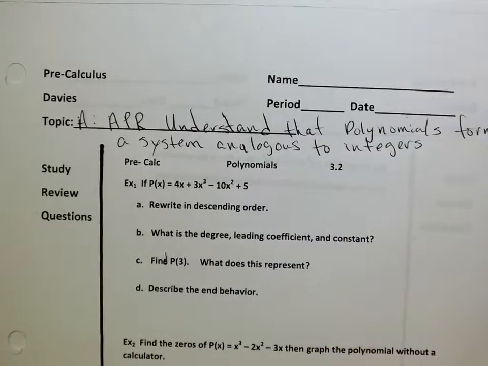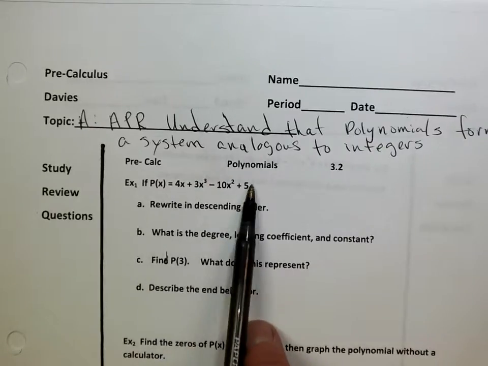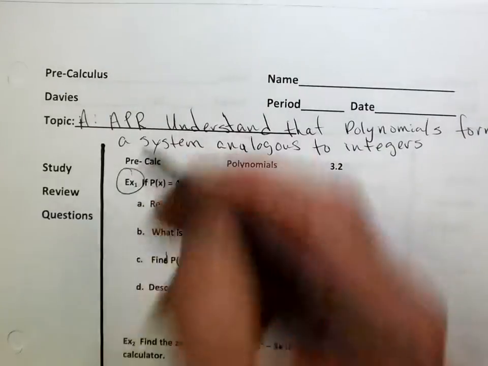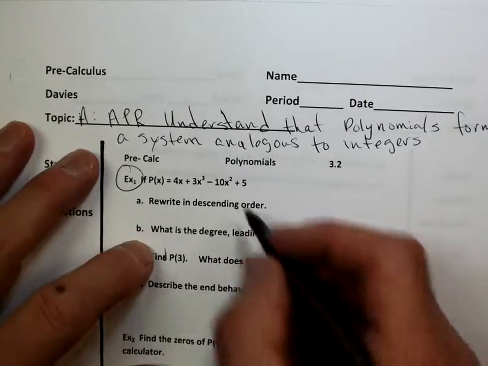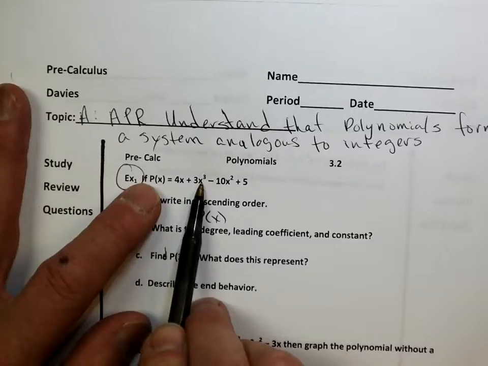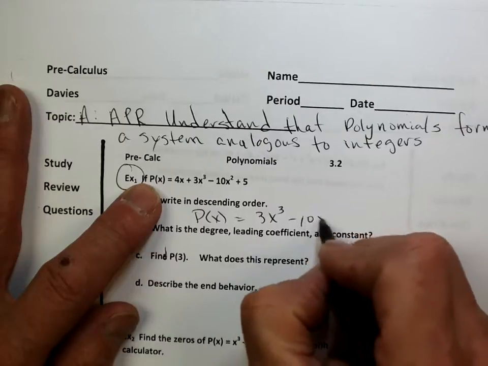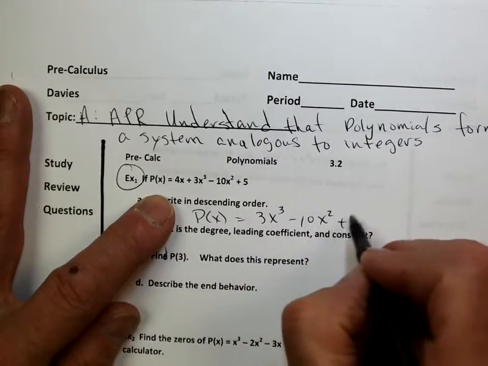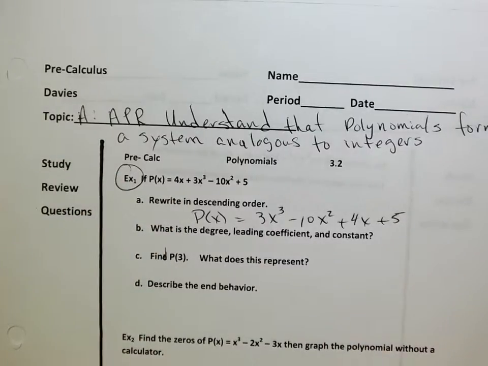Okay, so what it means basically is we've got to have whole number exponents, right? So let's look at example 1. First of all, it is not in descending order. The proper way to write every polynomial is the biggest exponent first. So I'm going to rewrite p of x. Biggest exponent first: 3x cubed minus 10x squared plus 4x plus 5. Now it's in order from biggest exponent down to the smallest.